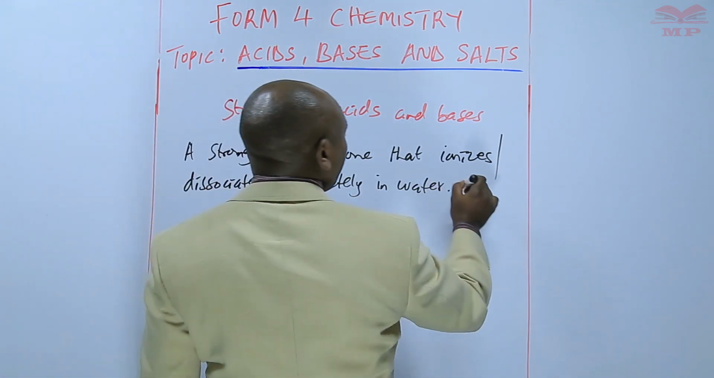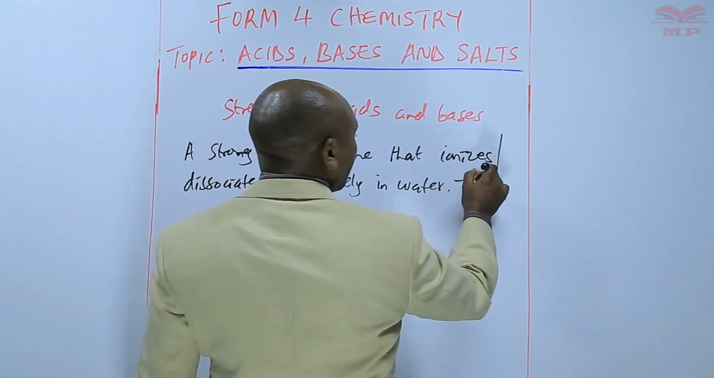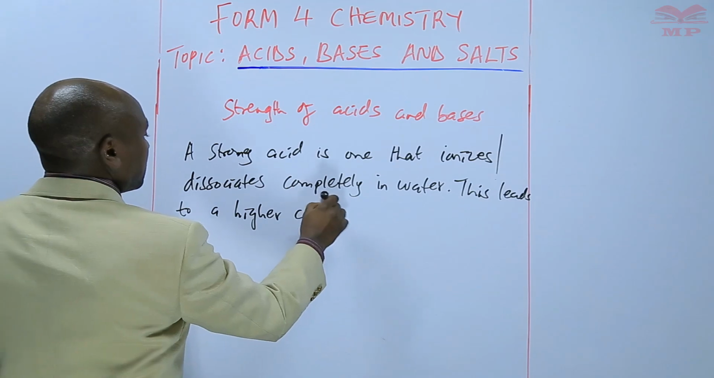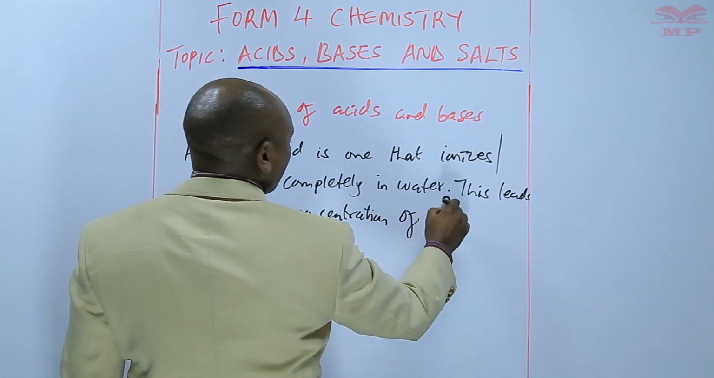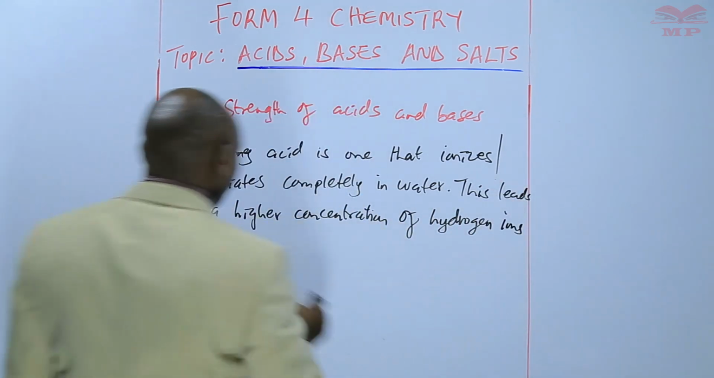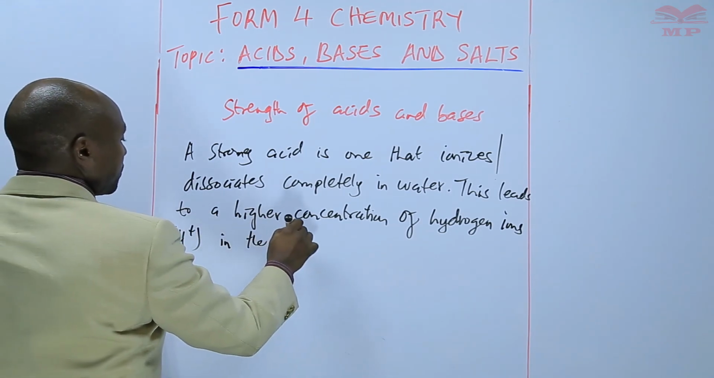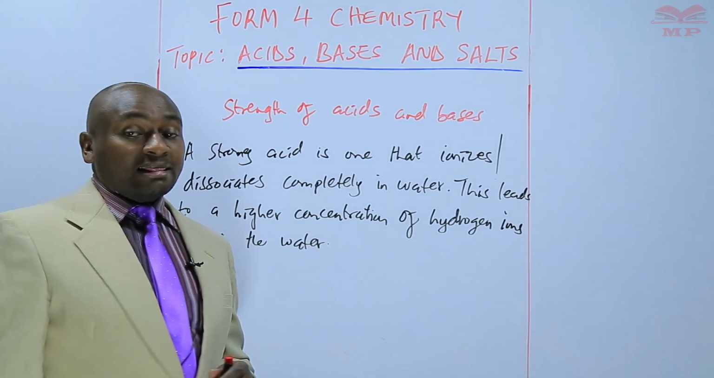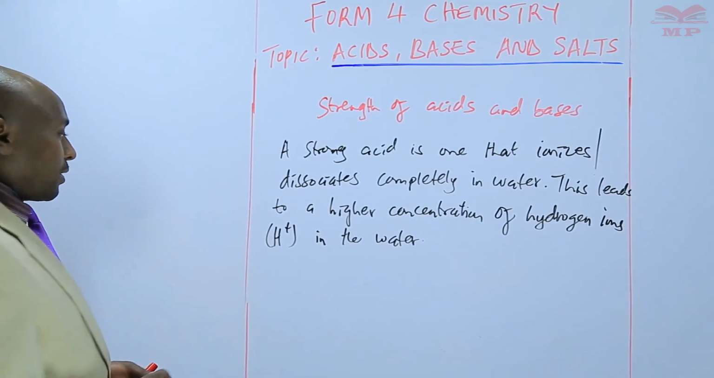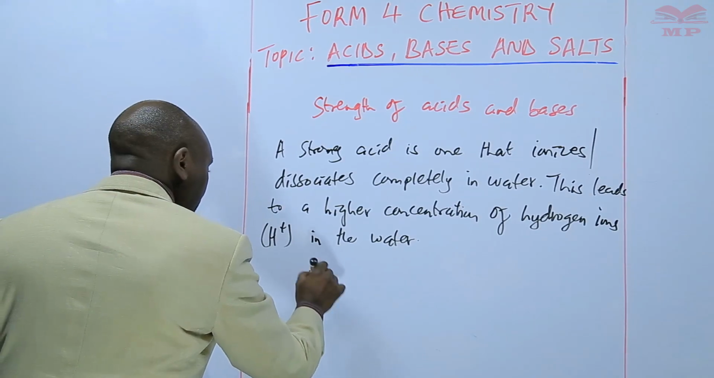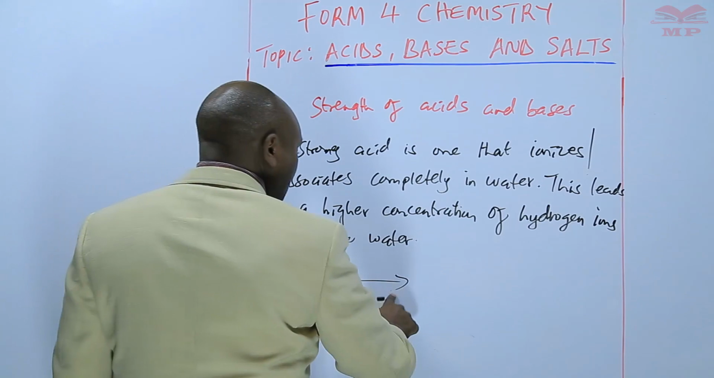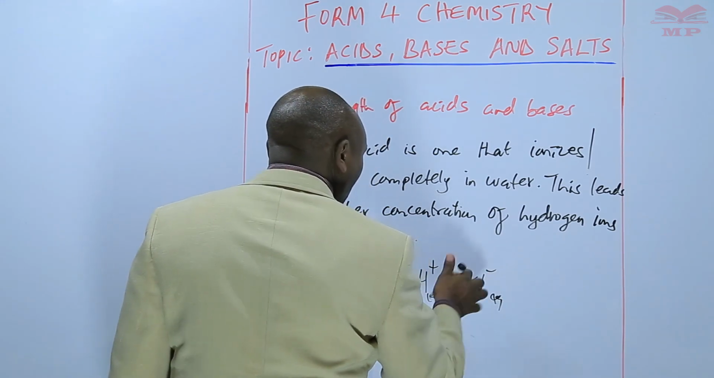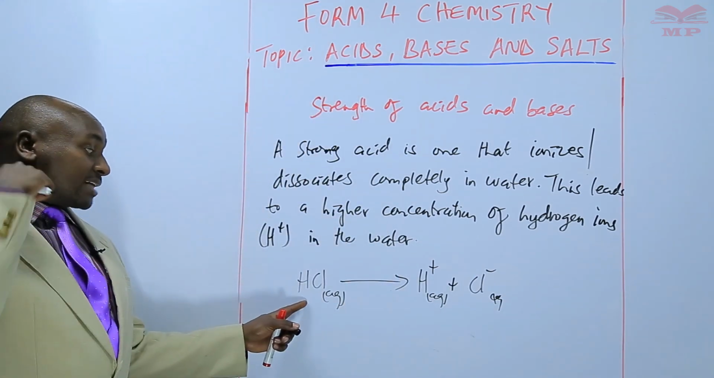This complete ionization or complete dissociation leads to a higher concentration of hydrogen ions in the water. In other words, when a strong acid ionizes in water, a higher concentration of hydrogen ions is released. For instance, take hydrochloric acid in solution form. It releases hydrogen ions plus chloride ions. So basically, this is complete ionization. Hydrochloric acid is a strong acid.